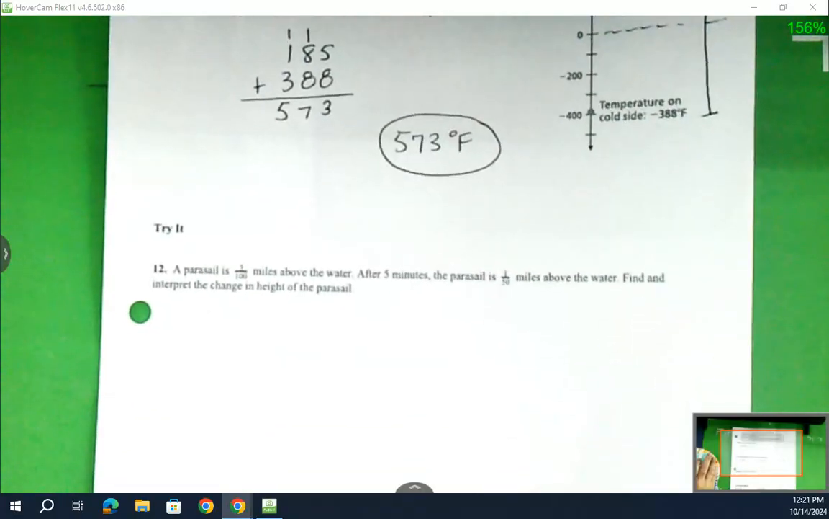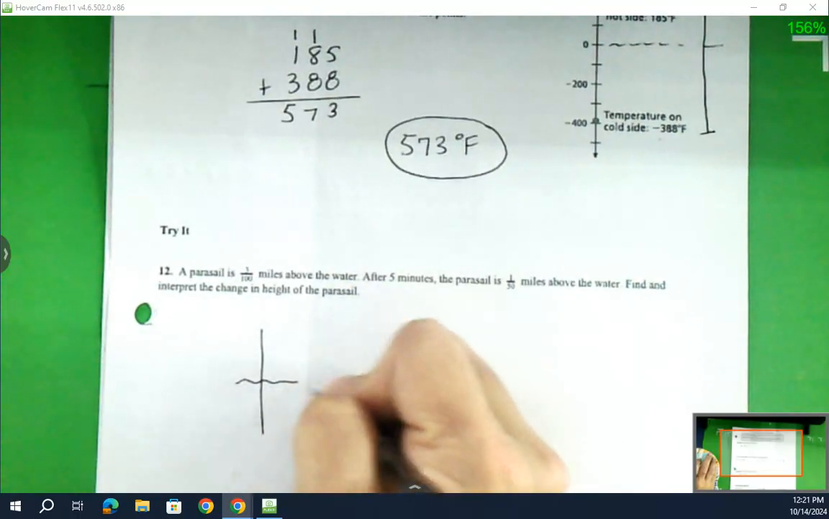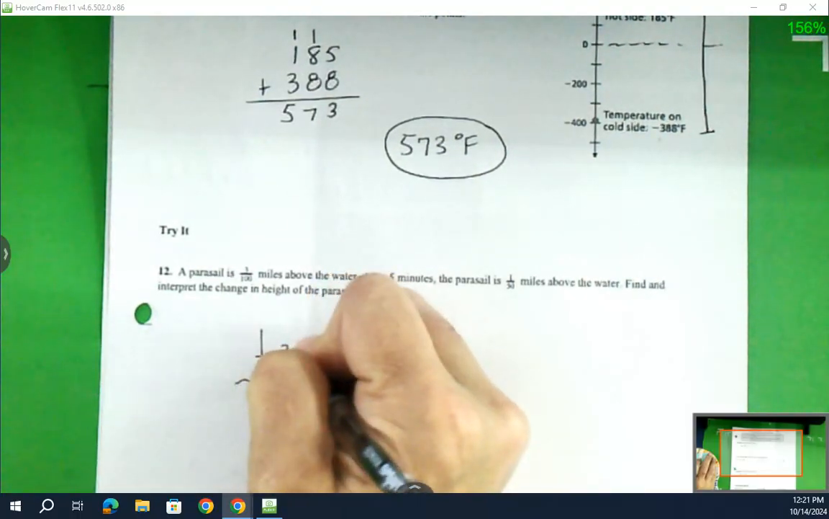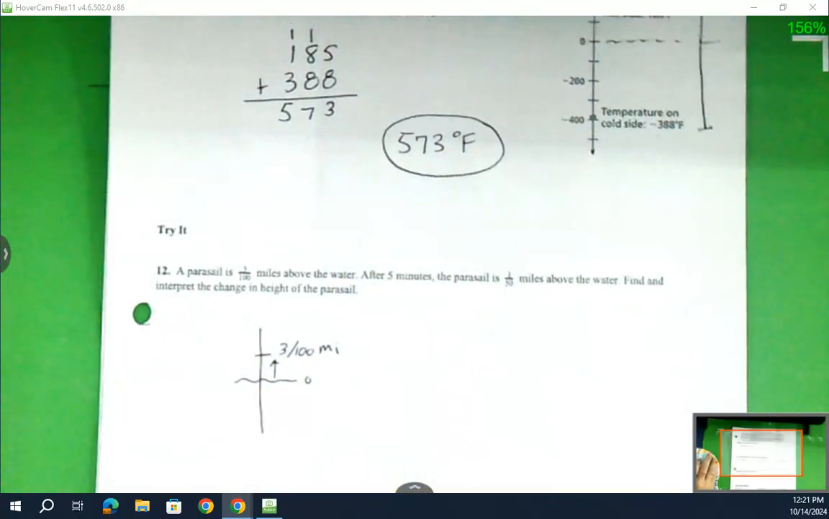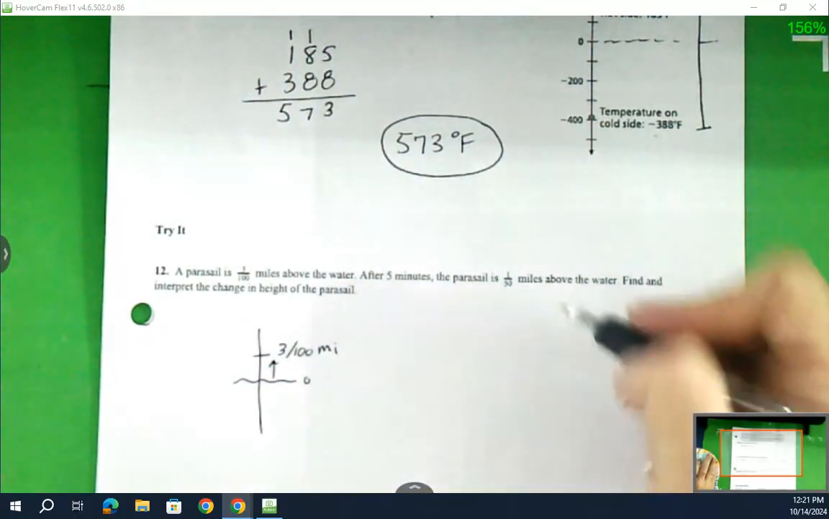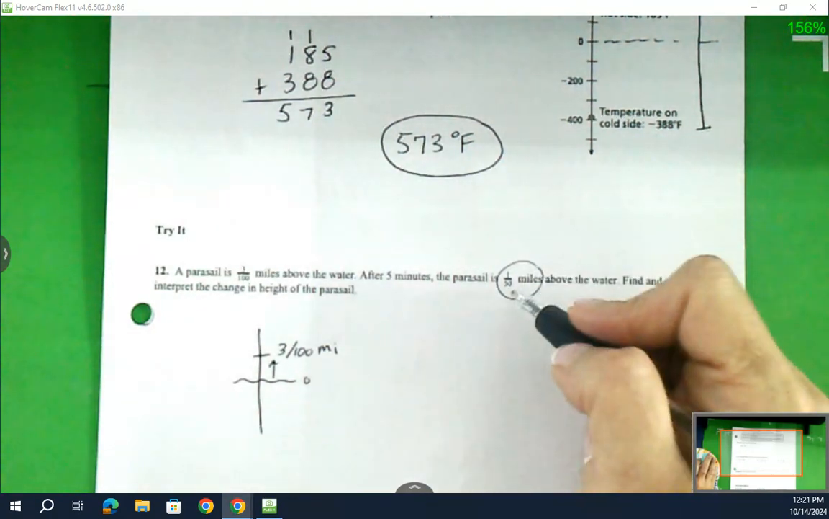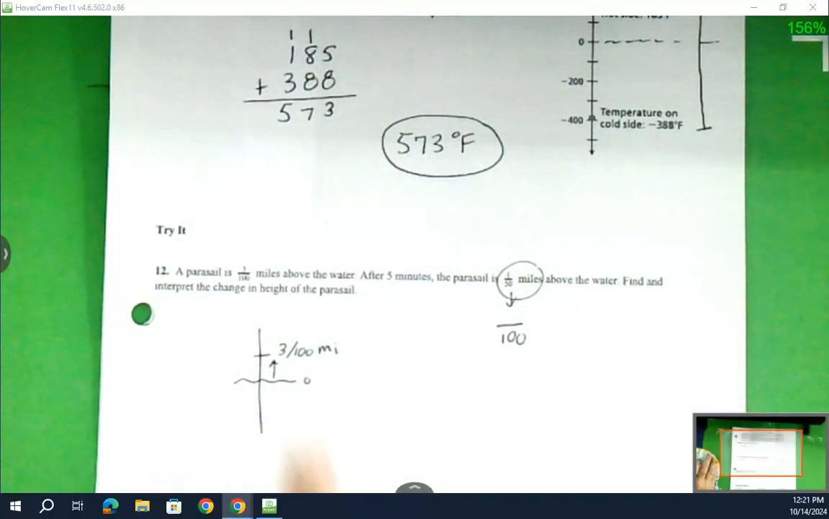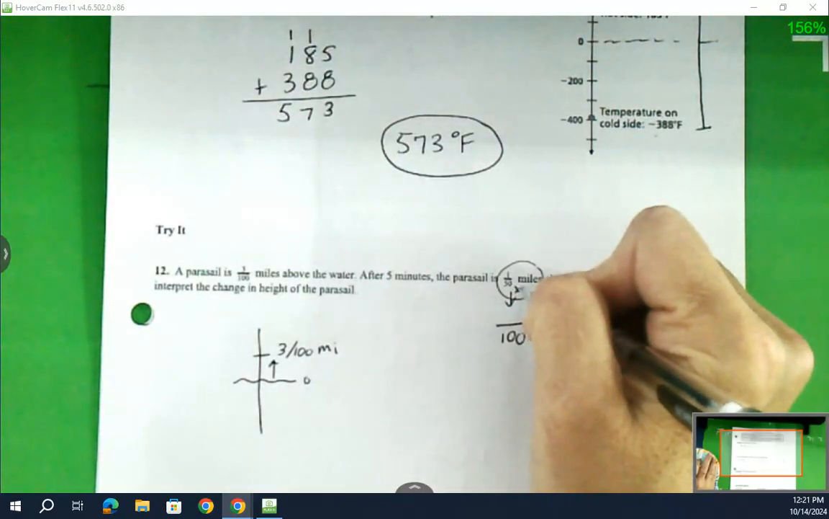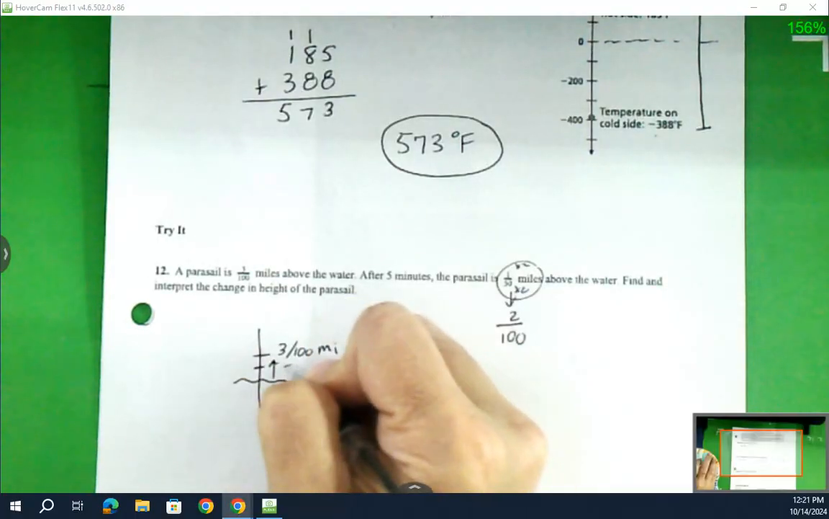Okay, the last one. We have a parasail is 3/100 miles above the water. So here's our water at 0. It's 3/100th of a mile up from that. Then it says after 5 minutes, the parasail is at 1/50th miles. So let's convert that to hundredths since this one is in hundredths units. 1/50th, that's times 2 is 2 hundredths. So now it's over here.